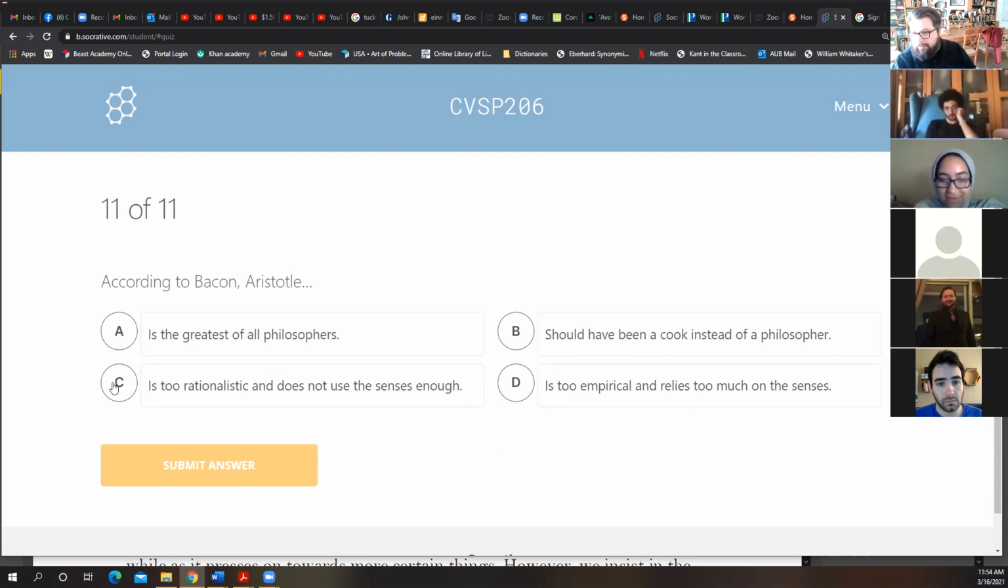I think you all know now the answer is C, right? So Bacon, read him carefully, says Aristotle is too rationalist. The exact opposite of what Descartes will say, right? And he'll point to those things. If you read Stephen Hawking's Brief History of Time, chapter 1, he talks about Aristotle as being too rationalistic.